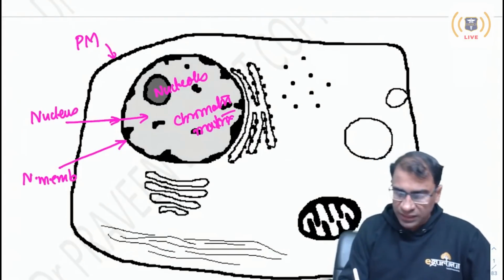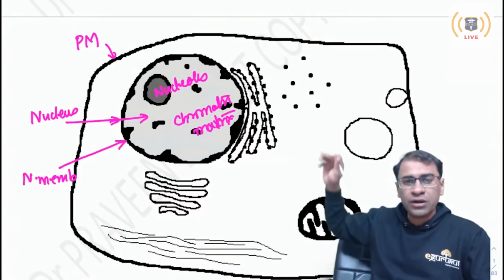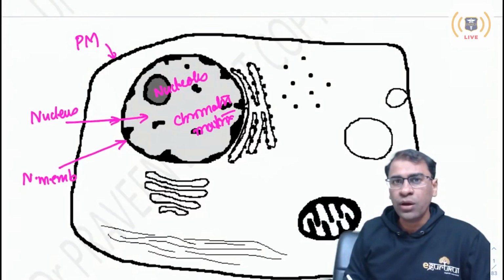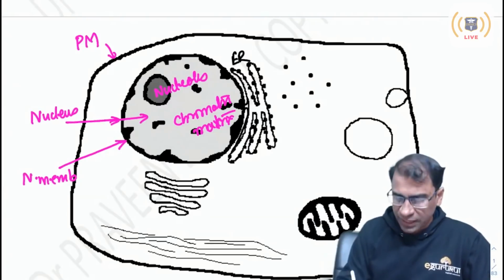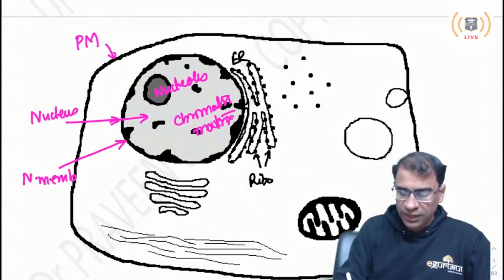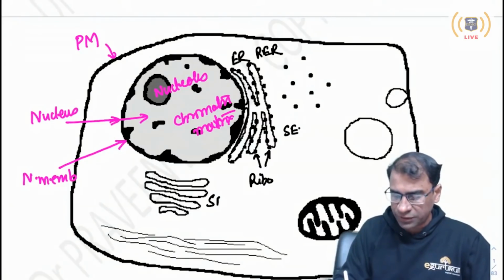One thing you all know is that the outer membrane of the nucleus is actually continuous with the endoplasmic reticulum. So this is the endoplasmic reticulum. Now if you see the ribosomes attached to it, these are ribosomes here. So this becomes the rough endoplasmic reticulum. There are some smooth endoplasmic reticulum as well.